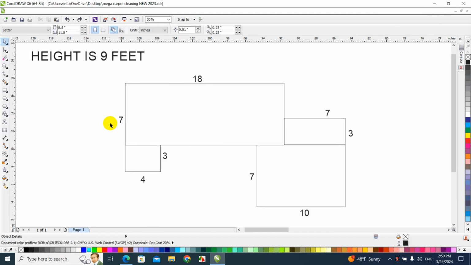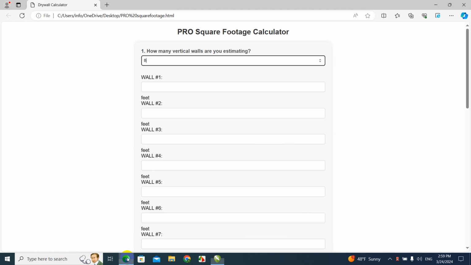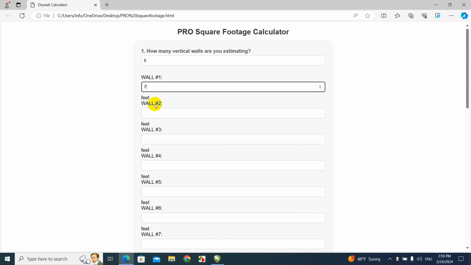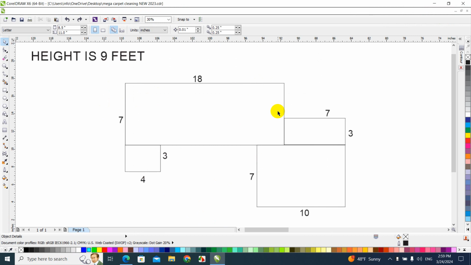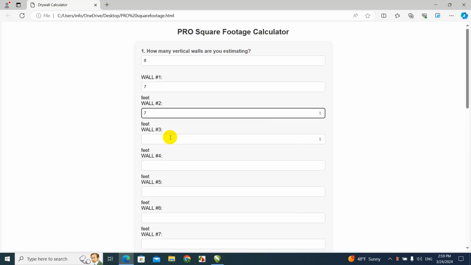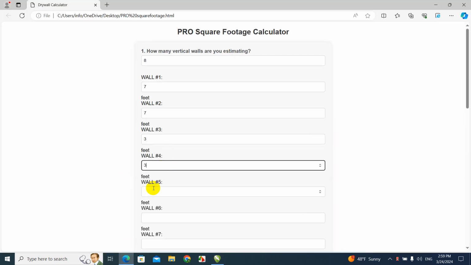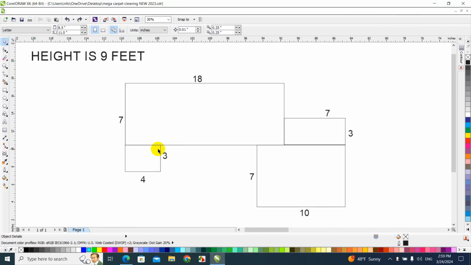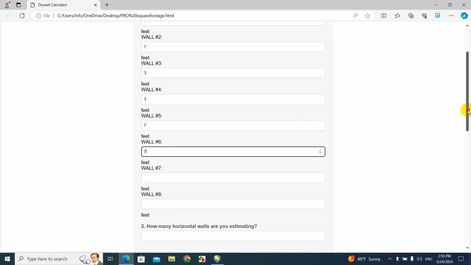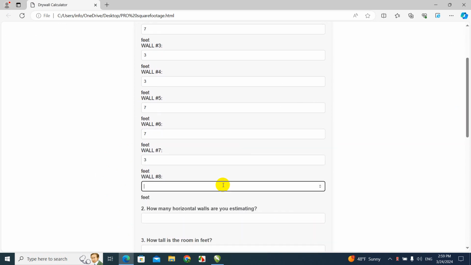And the measurements are 2 7s. So let's focus on that first. 1 and 2 7s, okay? These are in feet again, don't forget that. This one is 3, this one is 3, this one is 7, and this one is 7. So let's type in 2 3s and 2 7s to make it a little faster. And last one's here, 3 and 3. Okay, so let's do 2 more 3s. All right, 3 and 3.